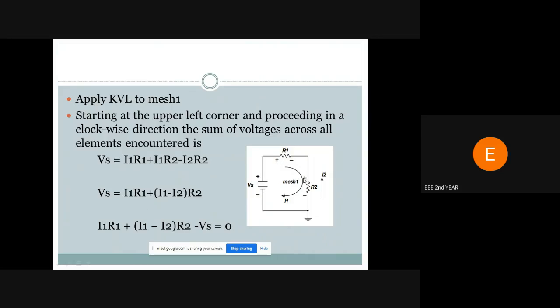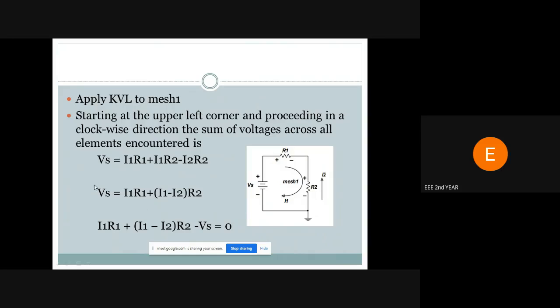Then come to here. The next branch is plus minus. In this plus minus, I1 is flowing as well as I2 is also flowing. Both are in opposite directions, so the two currents are flowing in opposite directions. Then we can write I1 minus I2. For the mesh we are considering, that current should be taken first. So here we represented I1 minus I2 into the R value, which is R2.